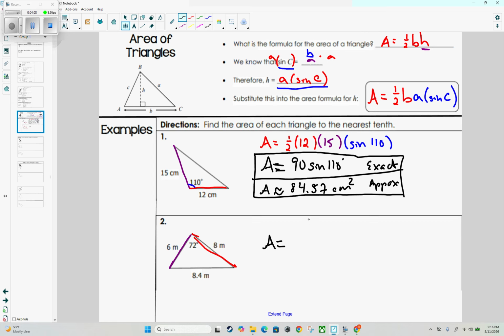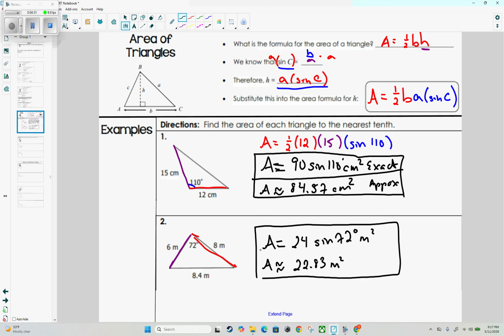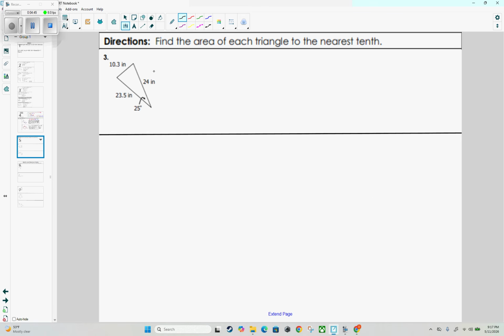The exact answer would be 24 sine 72 degrees. And then the approximation, when we plugged it into your calculator, should be 22.83. And that is meters squared. And both of these are technically meters squared. I should have that up there, just like the previous one should have said centimeters squared. So those are our 2 answers, our exact right here, and our approximation. So this is what we plug into the calculator, and this is what we get when we plug it into the calculator. All right, so let's jump to 3. So hopefully, again, that one had that little trick.